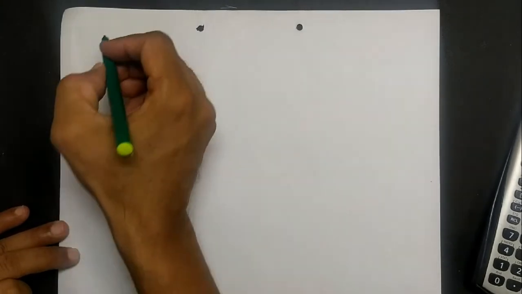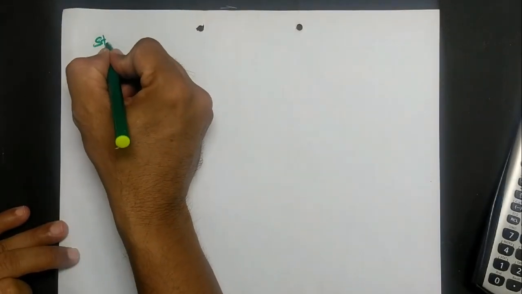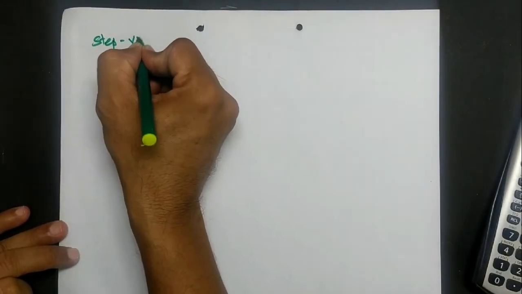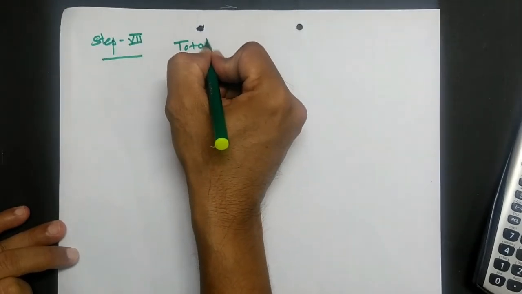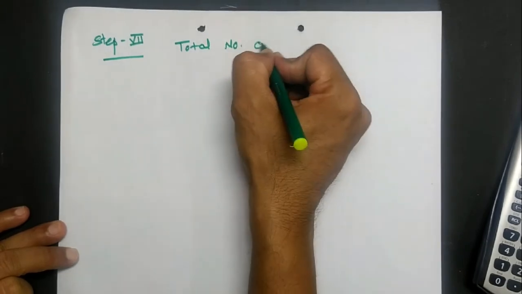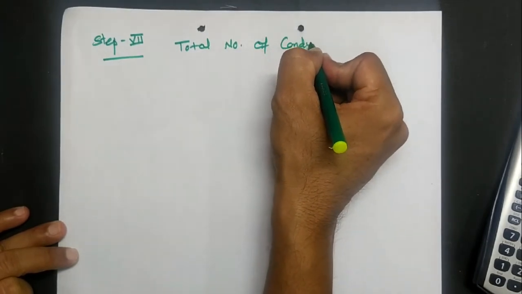Now we have to calculate the total number of conductors. Once we have our total number of turns available, then in step number 7, total number of conductors.